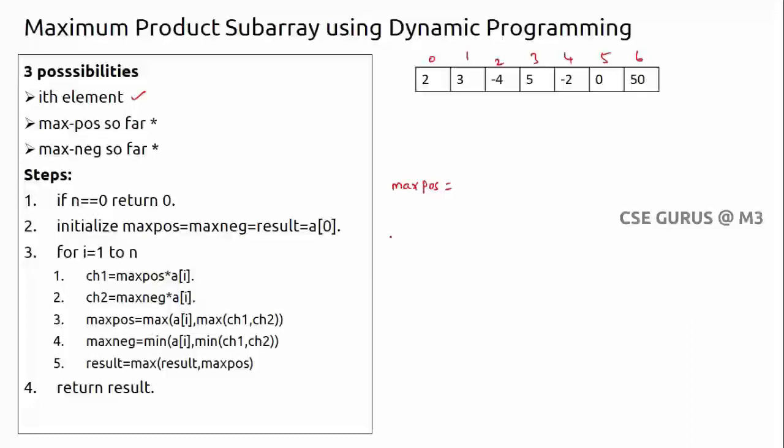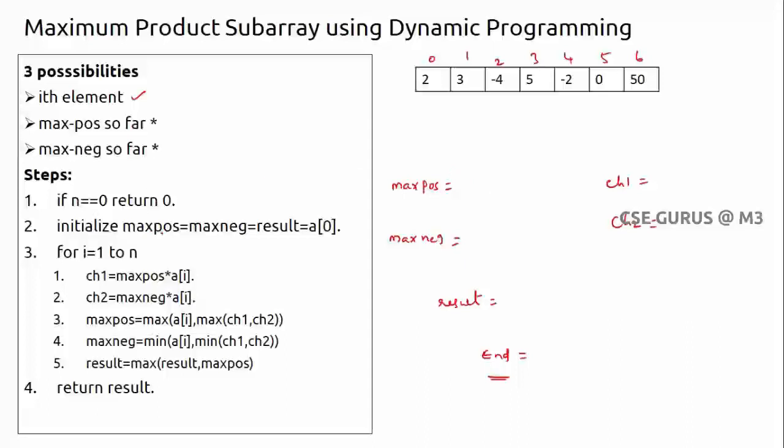Maximum positive, maximum negative, the result which you want to store, choice 1 and choice 2. And not only this, I'll take one more variable, something like end. I'll take it here, and I will let you know why this end variable is required.